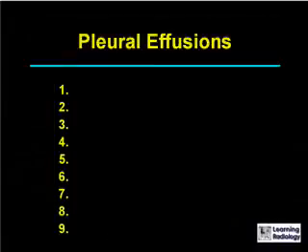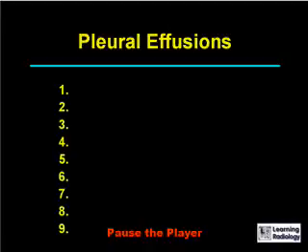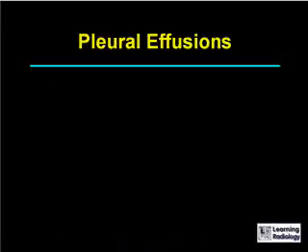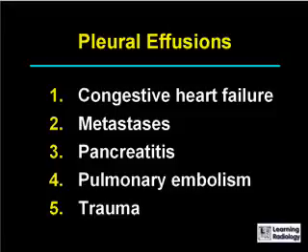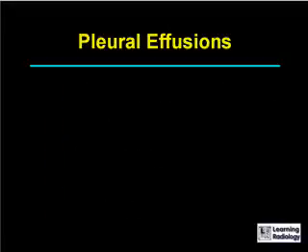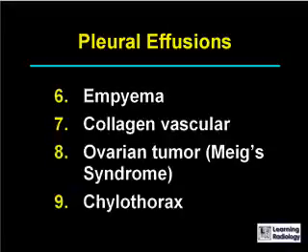Here's the next differential. Pause the player. The differential is for pleural effusions. There are 9 possible causes. Pause the player. Causes for a pleural effusion include congestive heart failure, metastases, pancreatitis, pulmonary thromboembolism, trauma, empyema, collagen vascular disease, an ovarian tumor, and chylothorax.